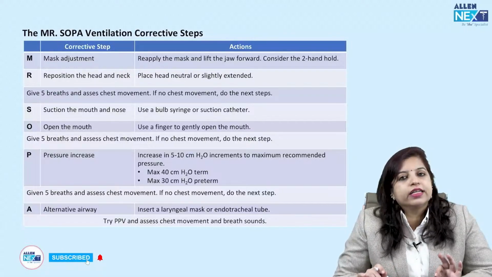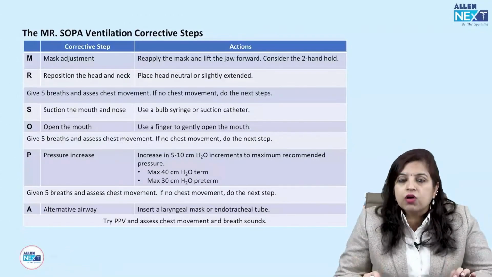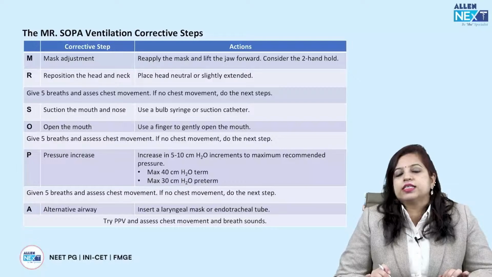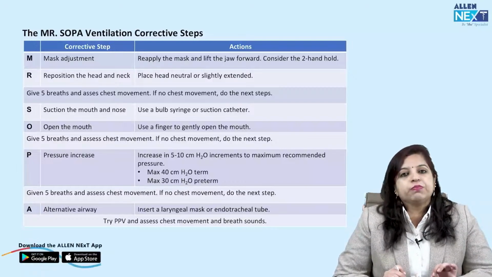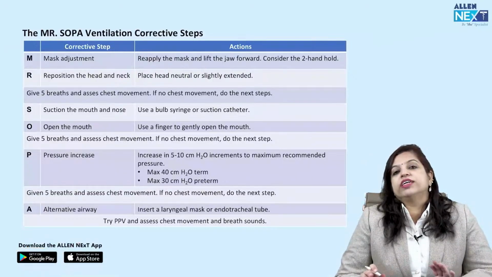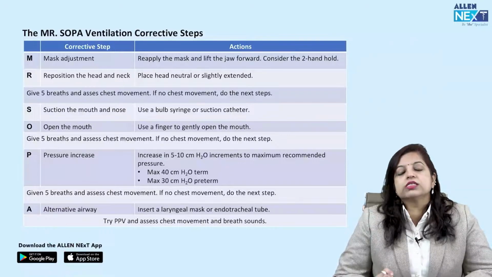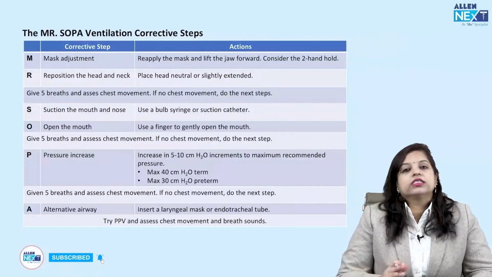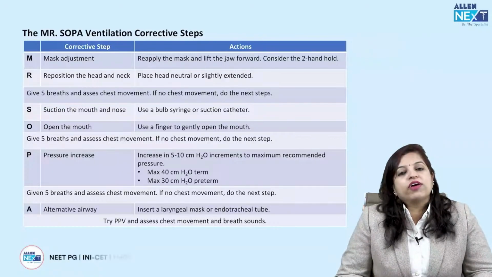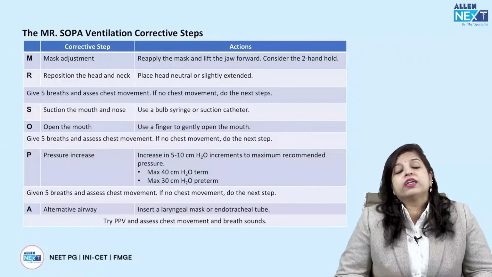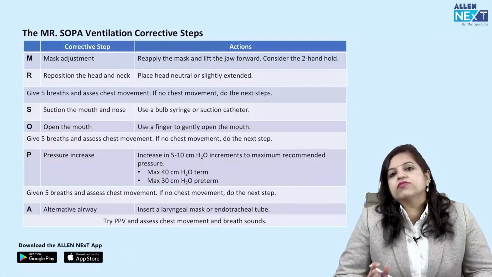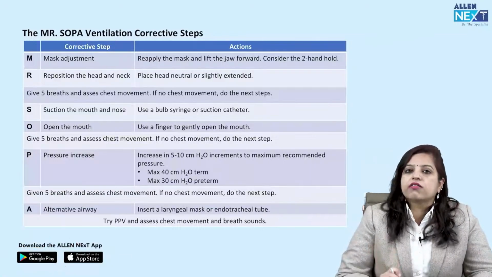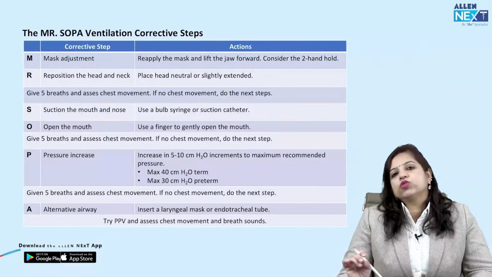So, what is the correct indication of chest compression? Hear me out. When the heart rate is less than 60 per minute, despite adequate ventilation. Adequate ventilation means the bag and mask ventilation which is producing a chest rise. Despite 30 seconds of adequate ventilation, or despite 30 seconds after the ventilation corrective steps, if the heart rate is less than 60, then you will go for chest compression.